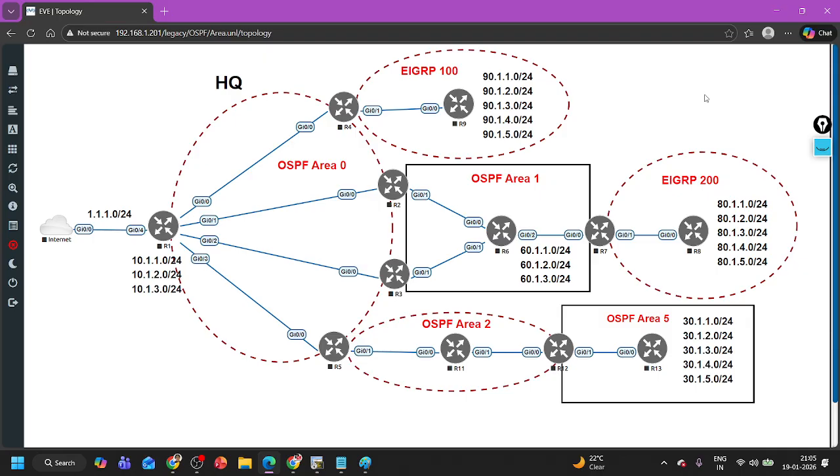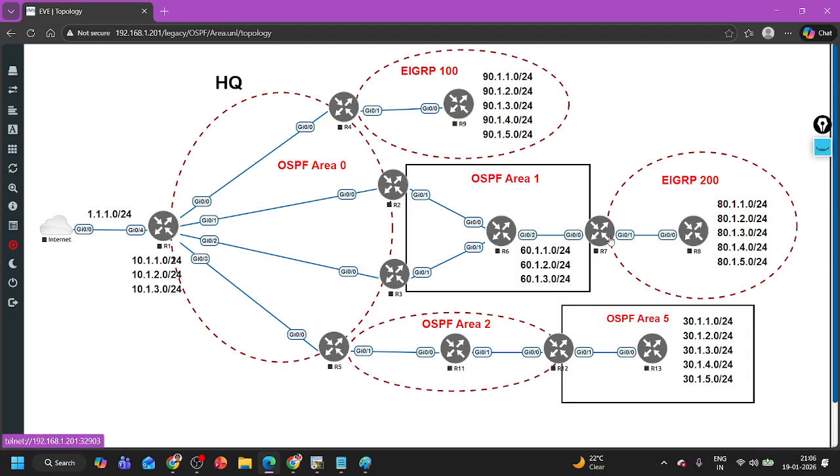Are you guys able to see my screen? Here you can see. Let's suppose area 1 is my stub area. If area 1 is a stub area, then router number 6 is not going to learn these 90 subnets or these 180 subnets. But area 1 can still reach the EIGRP 100 domain because the ABR router will generate a default route. But what about the 80 subnet? How will it reach the 80 subnet?